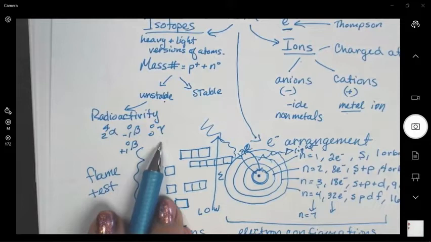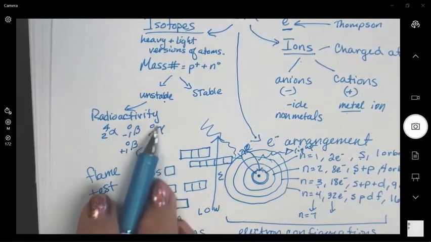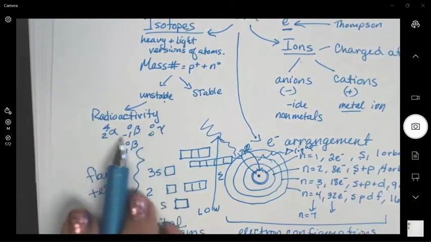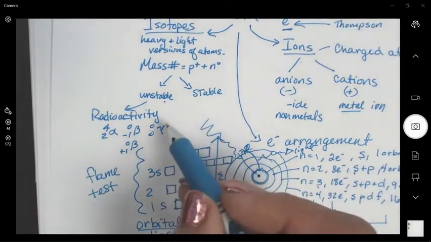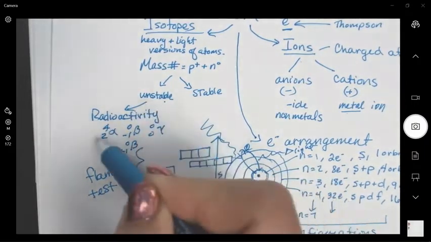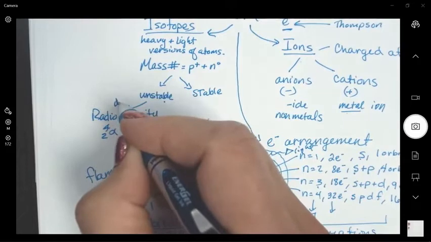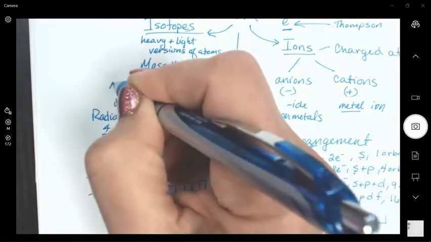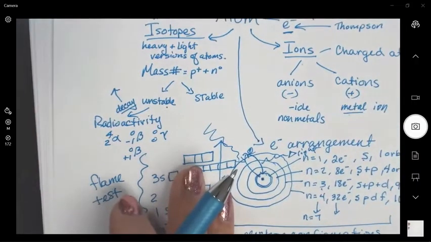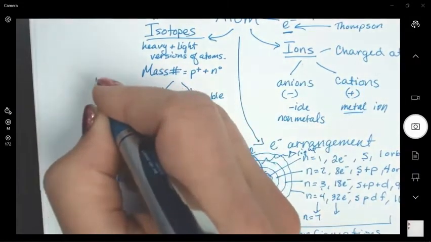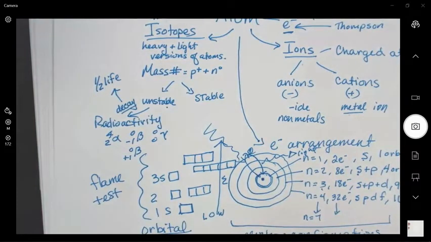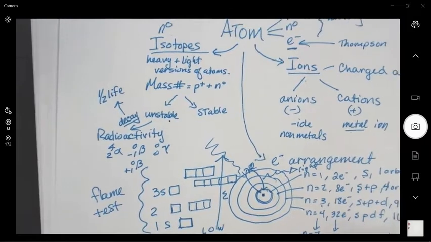Which is the strongest one? Gamma. It's pure energy, right? Alpha is the weakest one. Beta is in the middle. So from low to high, strength. Now, the unstable ones ejecting these particles, that is known as decay or transmutation. So it's the decay that led us to, well, how long does it take to decay? And that's what led us to half-life problems. So that's what we covered.